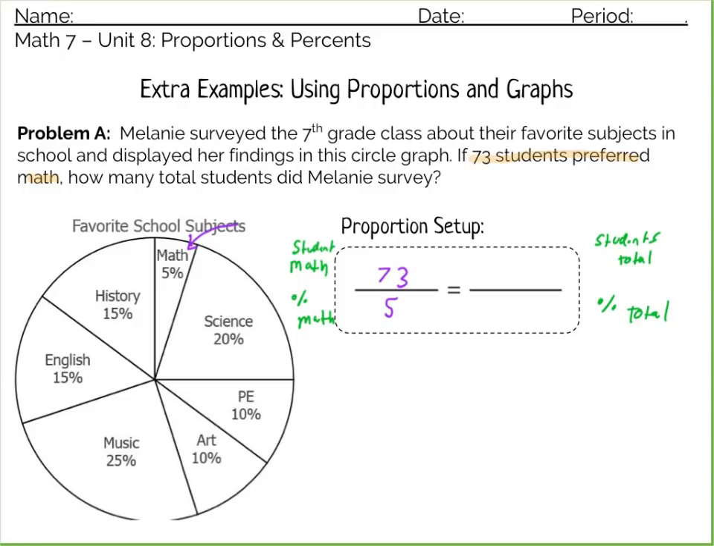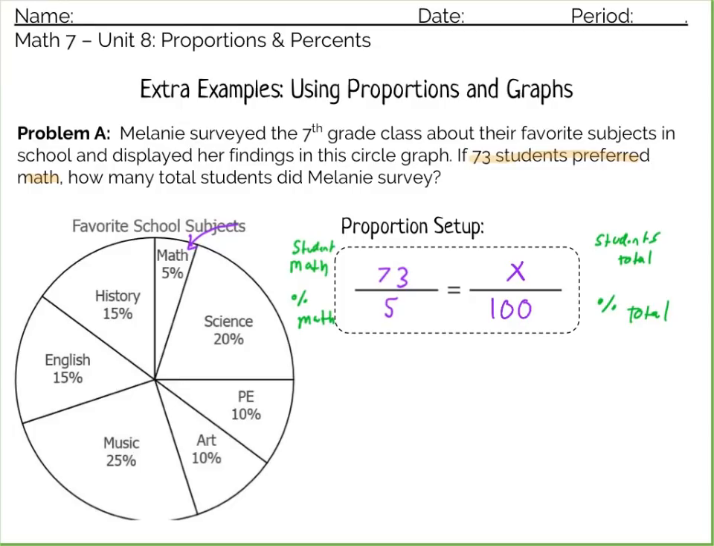So total percentage is easy. The total percent of any circle graph, or any time we're talking about percentage, is going to be 100%. When you're looking for the total percent of something, that's going to be 100%, and in this circle graph, that is the same situation. Now, I don't know how many total students we have, so that's going to be our x. Now that I've got it set up, notice I've got students across the top and percentages across the bottom. I have the students who like math on the left-hand side and the total number of students on the right-hand side. So I kept everything in the right place.